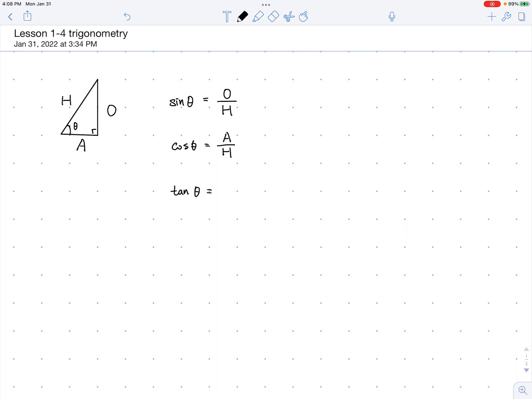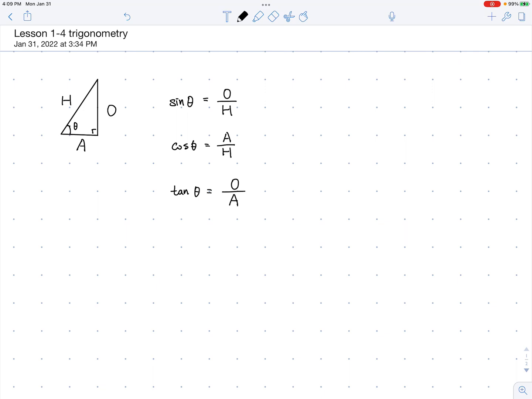can talk about tangent theta. Tangent theta gives you the value of the opposite over the adjacent. Right. So these are some basic definitions of these trig functions.